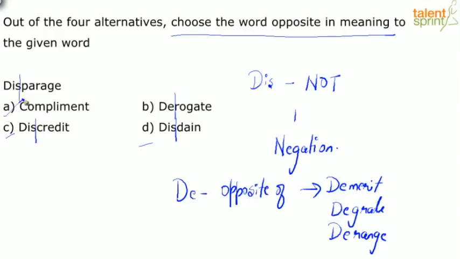So what's the opposite of the given word here? I can safely go ahead and say compliment. Right? Compliment is an expression of praise or admiration, or you're congratulating somebody, right? So what have we looked at here? Just by understanding the meaning of the prefix dis and de, we have gone ahead and eliminated wrong answer choices and arrived at the right answer.